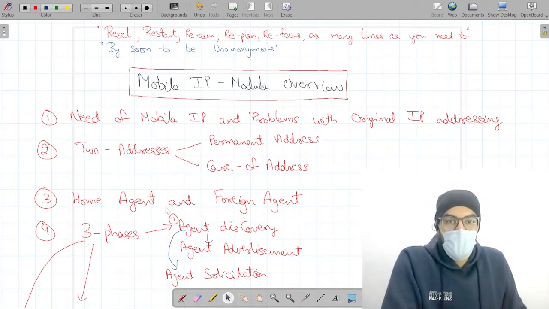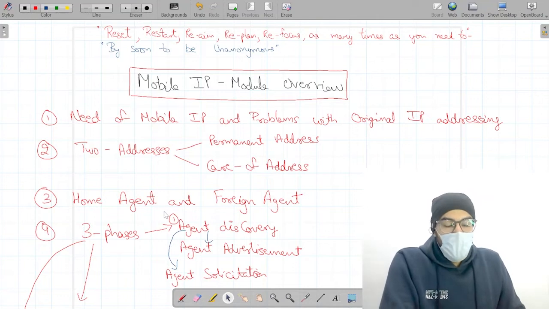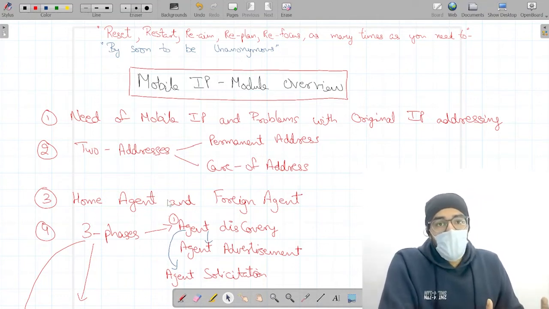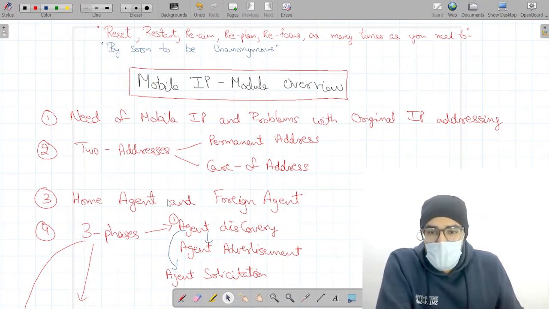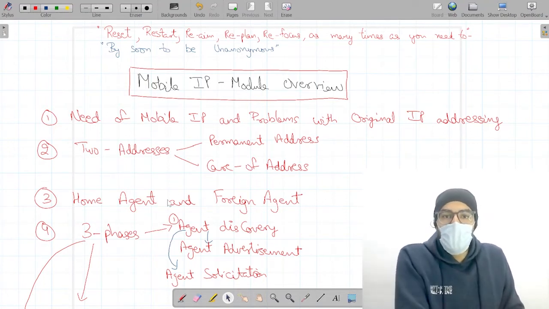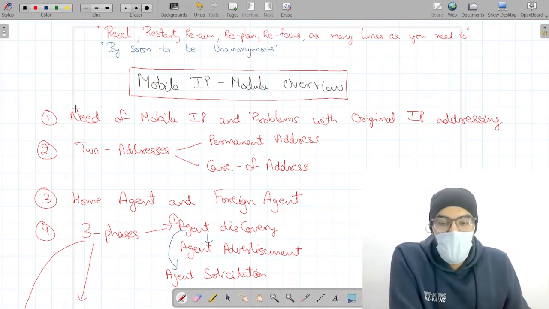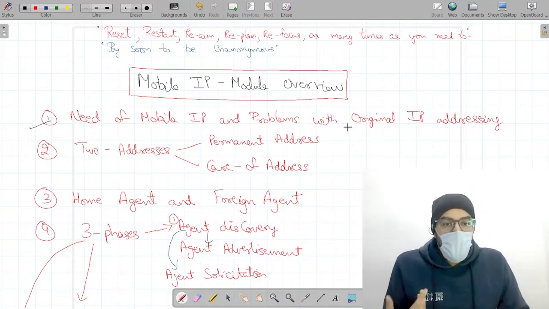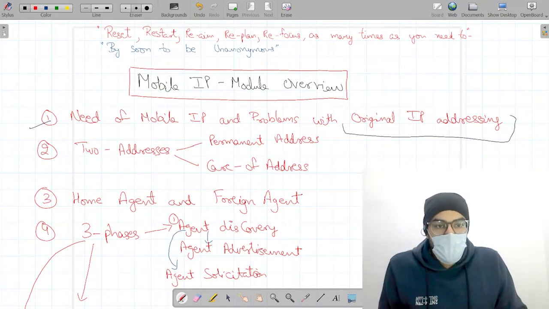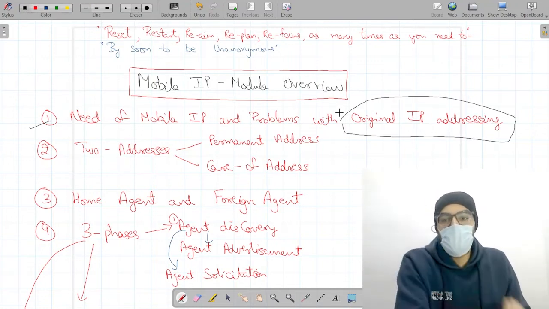And in this lecture, we will be starting our new module, that is mobile IP. Before going further with the lectures, let's have a quick overview about mobile IP. First, in the first lecture, we will be covering why we need mobile IP. Things were going well with original IP addressing, but why did the need arise for mobile IP? We will talk about that in our first lecture.